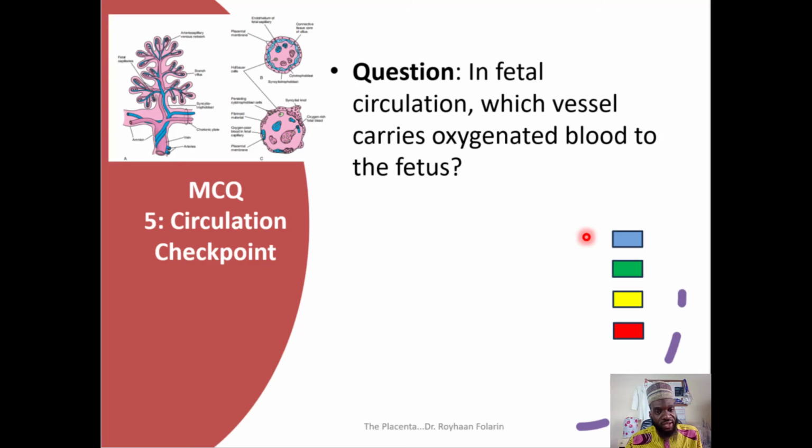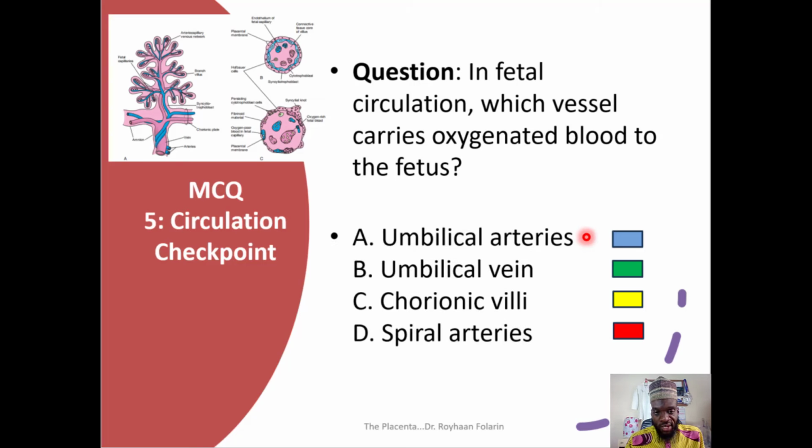So here is where we check again how far we're doing. In the fetal circulation, which vessel carries oxygenated blood to the fetus? The umbilical arteries, the umbilical vein, the chorionic villi, or the spiral arteries. So let's see if it's going to be green this time around. I hope you're not choosing green. One to go. What have you chosen? Certainly not green. But it's actually green. Yeah, so this is not intentional. Okay, so it's the umbilical vein that carries oxygenated blood back to the fetus from the mother.